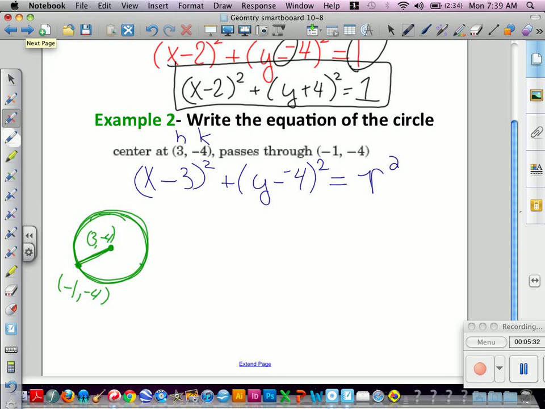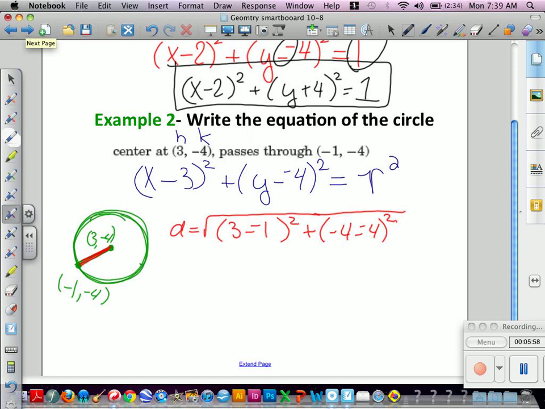So I need to actually use my distance formula to find my radius. I need to take my x's and subtract them. So I'm going to go (3 minus -1) squared plus (-4 minus -4) squared. Now I'm really trying to find the radius, and this is the radius right here. So I'm going to change my d to r.